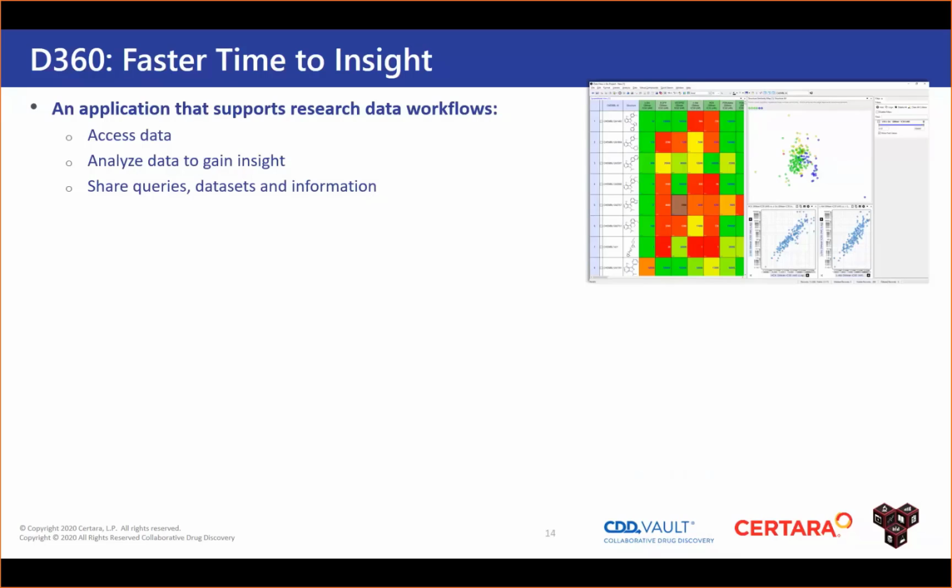But the key to faster time to insight is really threefold. One, getting access to the data in a very timely manner as it is available. And we'll see in a second that when we look at D360, we get all the data that is currently in CDD. The second piece is just getting to the data is not enough. The data needs to be in the right kind of view, and we need to have the right kind of analysis tools to understand what it is about the data.